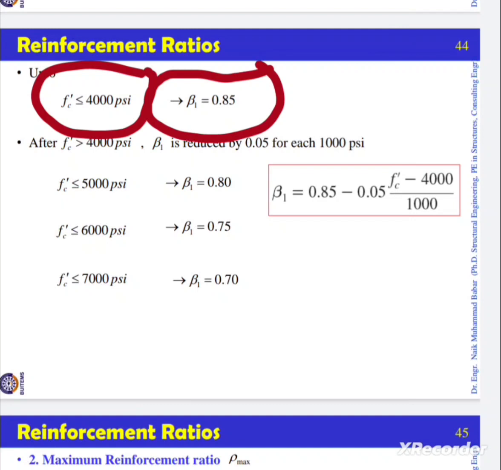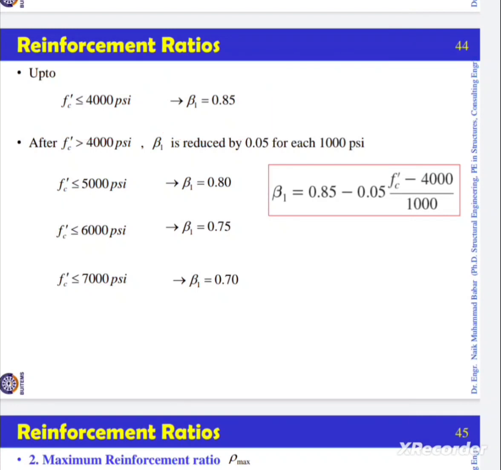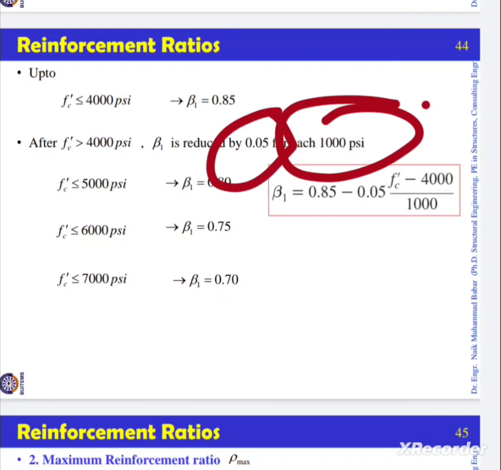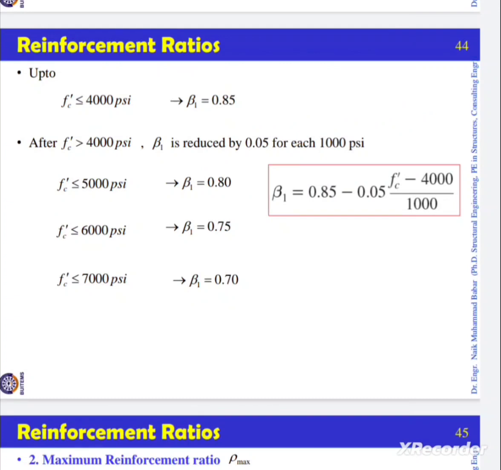This is a constant which is provided by the ACI, American Concrete Institute code. If the concrete compressive strength is greater than 4000 psi, then for each 1000 psi increment, the beta value is reduced by 0.05. If the concrete compressive strength is less than or equal to 5000 psi but greater than 4000 psi, the beta value will be taken as 0.80, meaning 0.85 minus 0.05.